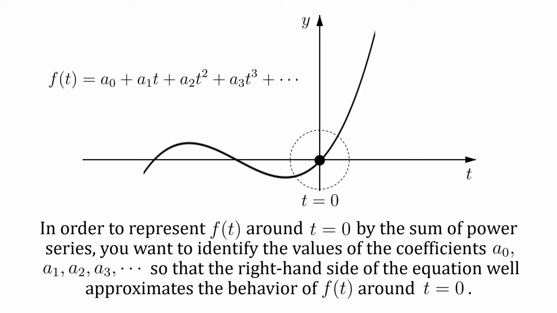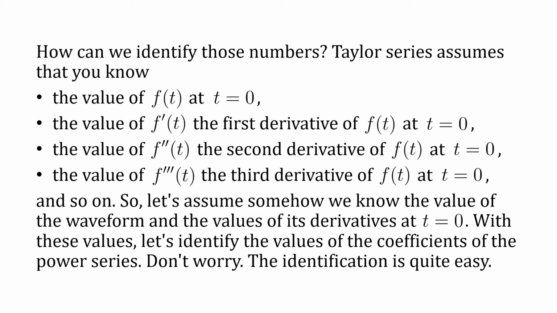In order to represent f of t around t equals 0 by the sum of power series, you want to identify the values of the coefficients a0, a1, a2, a3, etc. so that the right-hand side of the equation well approximates the behavior of f of t around t equals 0. How can we identify those numbers?